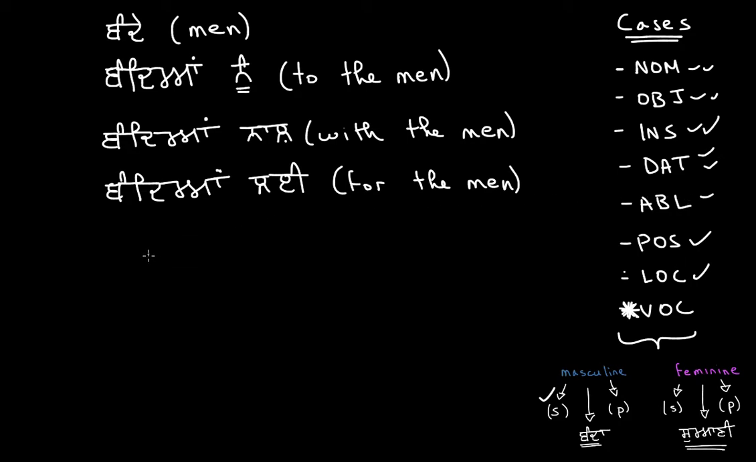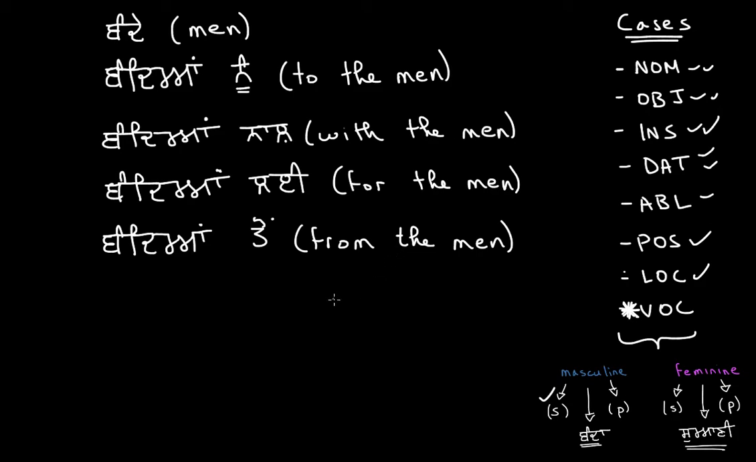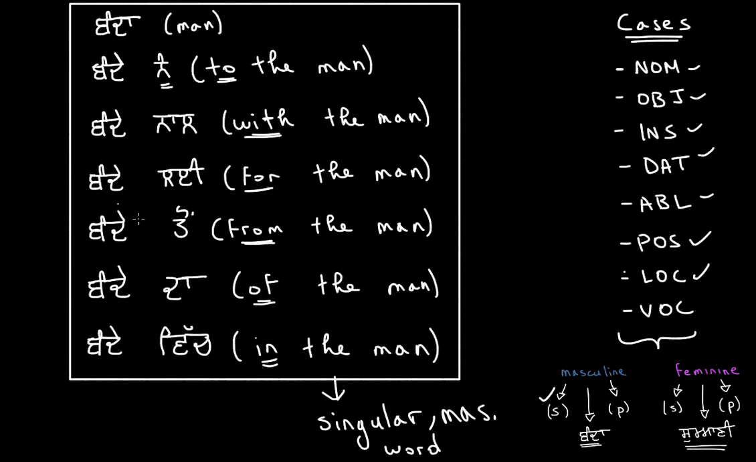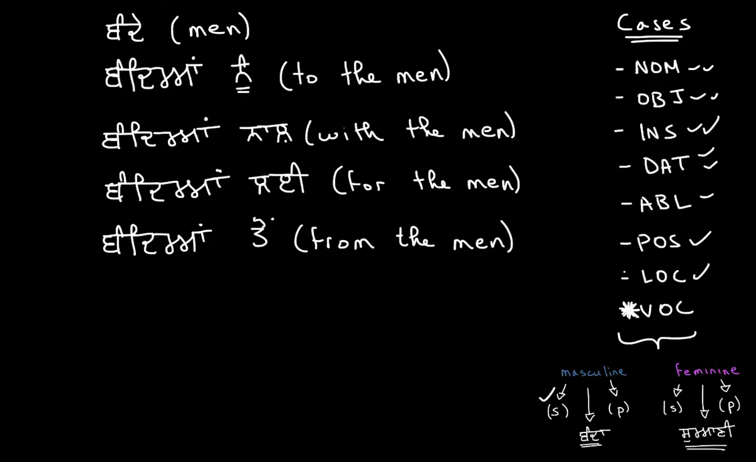And then for our ablative case, we would have bandeyan ton. This would mean from the men. And then if you want to say of the men, so something that the men own, then as we did right over here, we would use da, so it would be bandeyan da. So this would mean of the men.